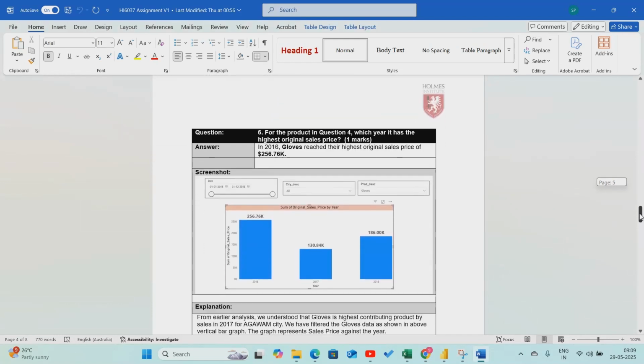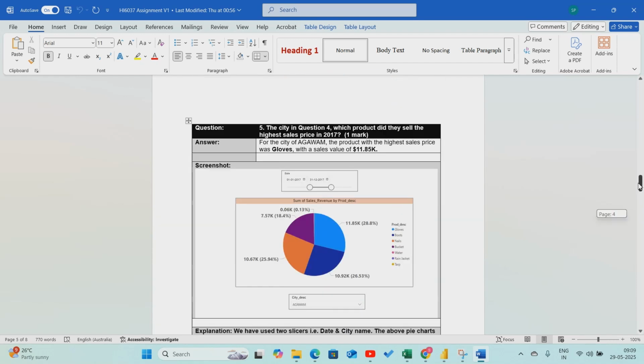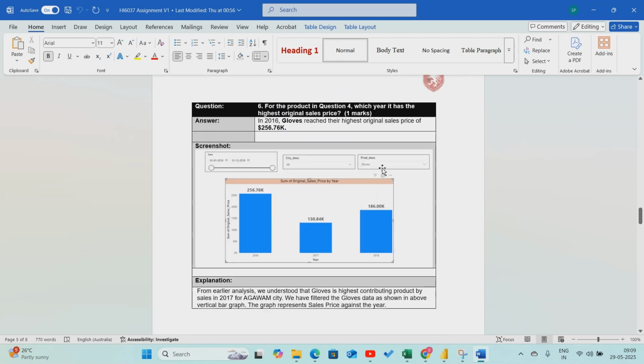The next question is, for the product in question 4, which year has the highest original sales price. So now here we identified the product is gloves, right? So what we have done, we simply checked what was the trend of gloves across the years, right? So what we understood is in 2016 gloves had maximum revenue of around $256,000.